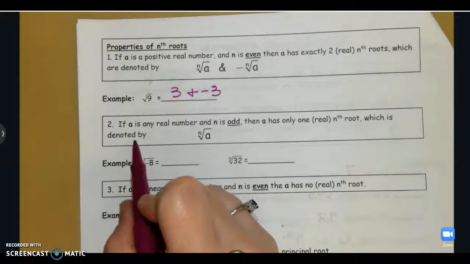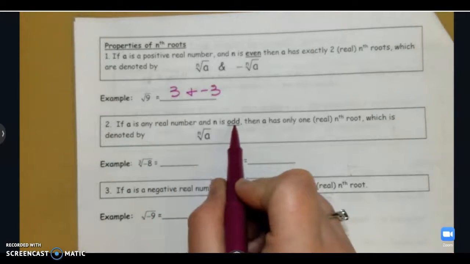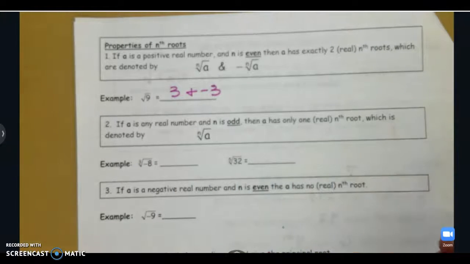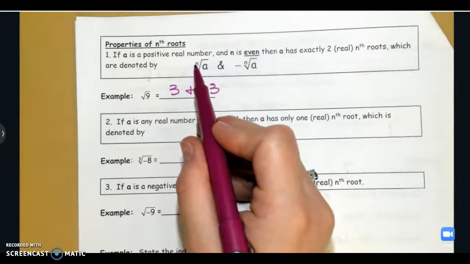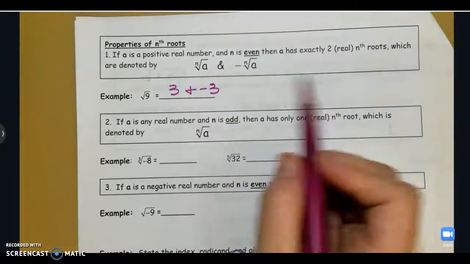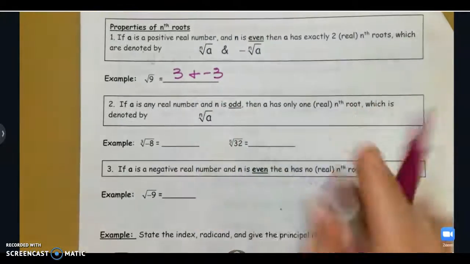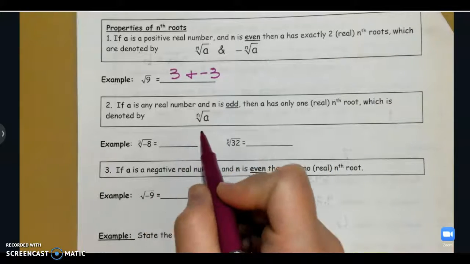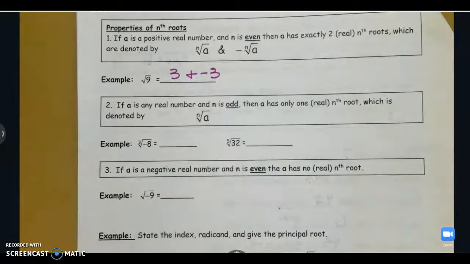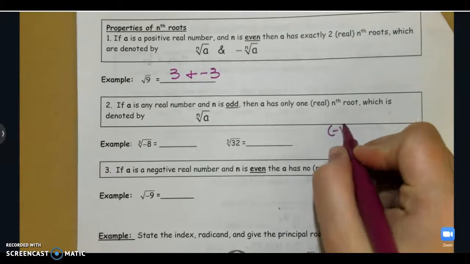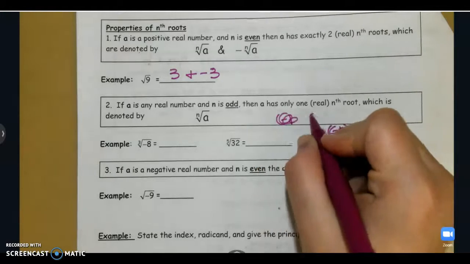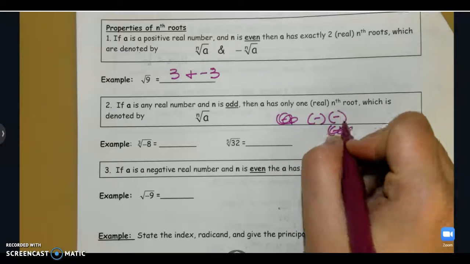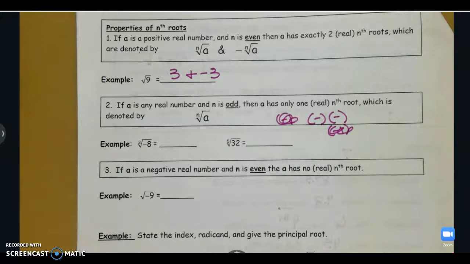If a is a real number and n is odd, then it only has 1 root. So when we have an even number root, so square root, 4th root, 6th root, etc., we get the positive and the negative. If we have an odd root, so 3rd root, 5th root, etc., we only have 1 possible answer, and that's because a negative times a negative is always going to give you a positive.